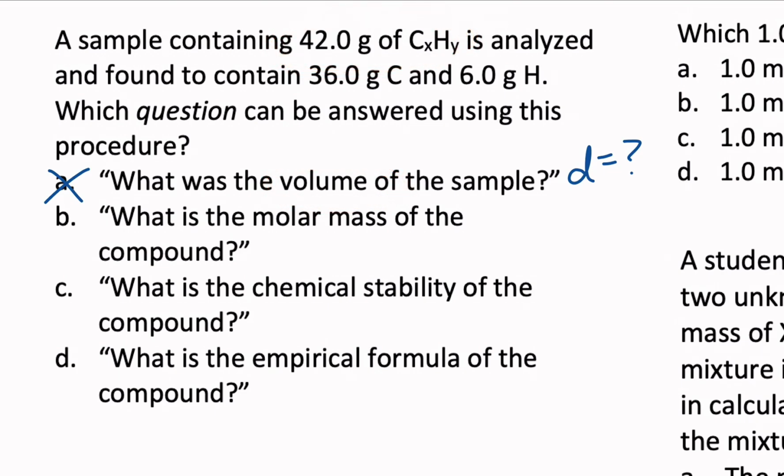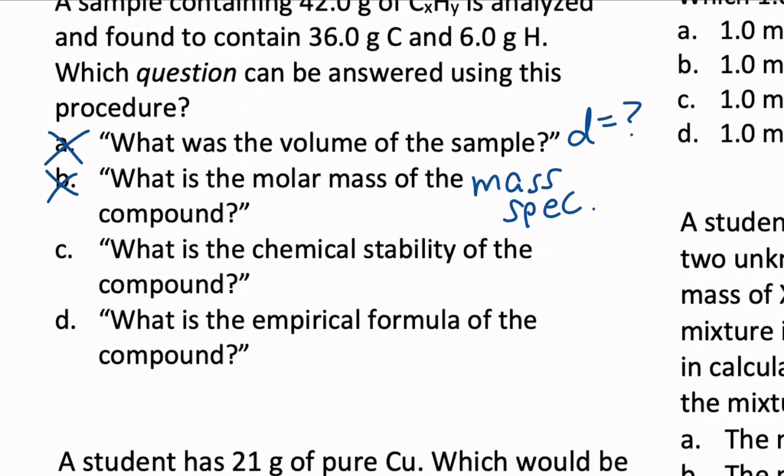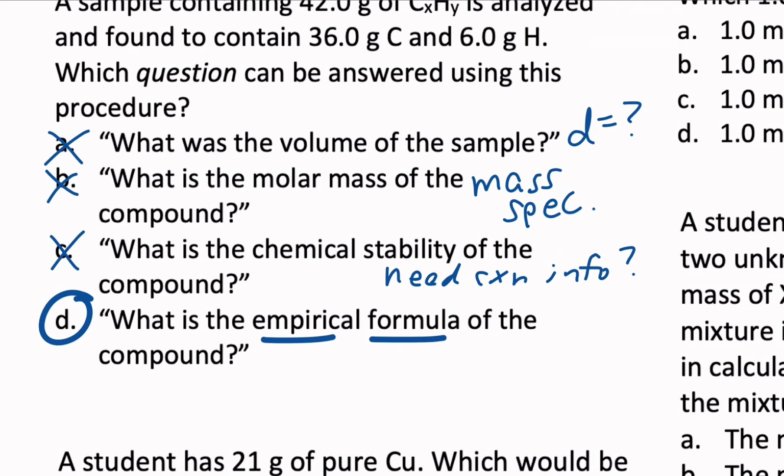It should be able to answer what's the molar mass of the compound. However, not necessarily, because I don't know the molar mass of the compound because I don't know the molecular formula. Mass spectrometry would be used to get the molar mass of the compound, that weighs molecules. Chemical stability, you need some reaction information in order to do that. So it must be the empirical formula, which is the lowest whole number ratio.